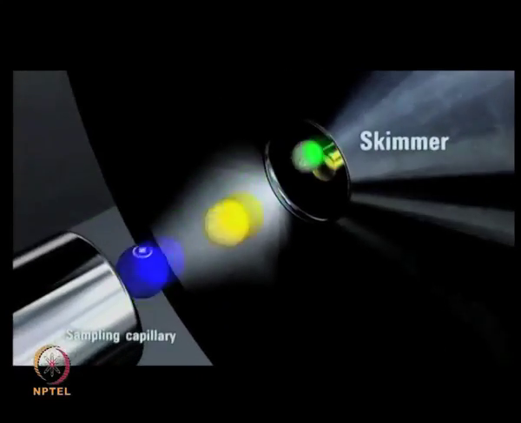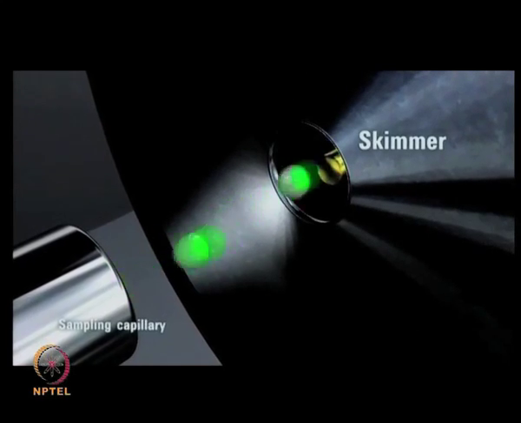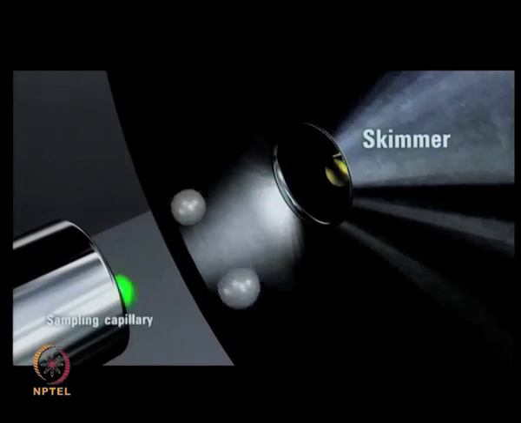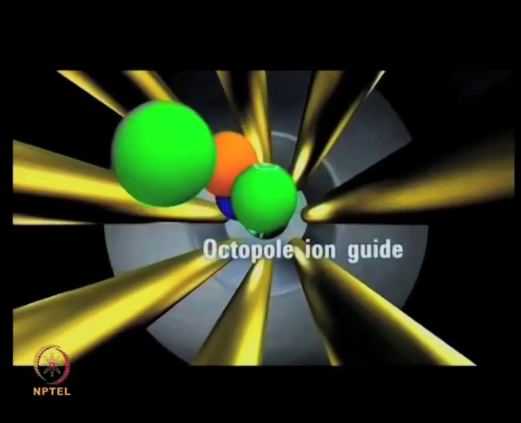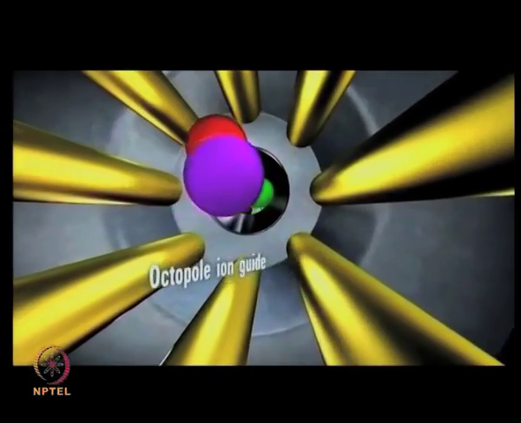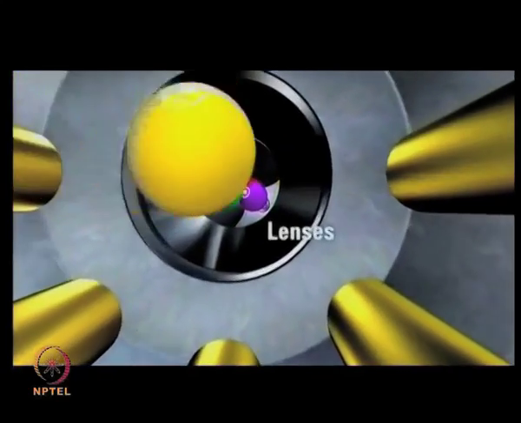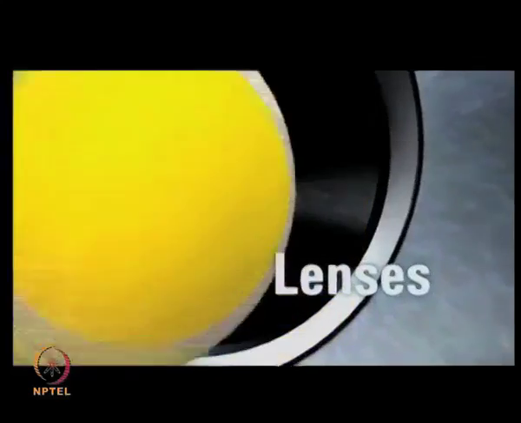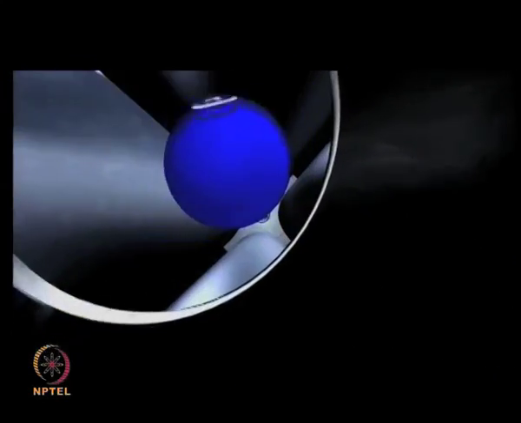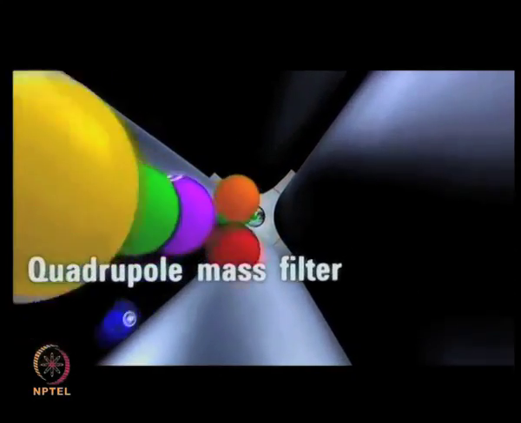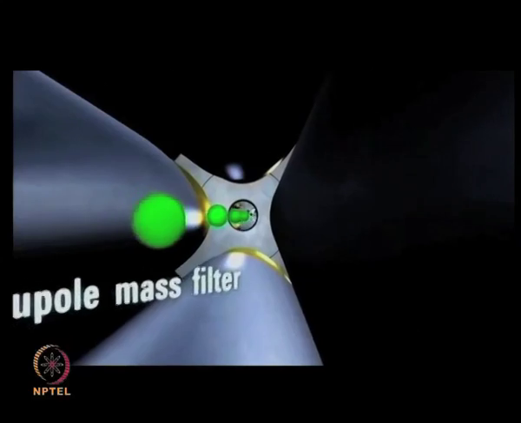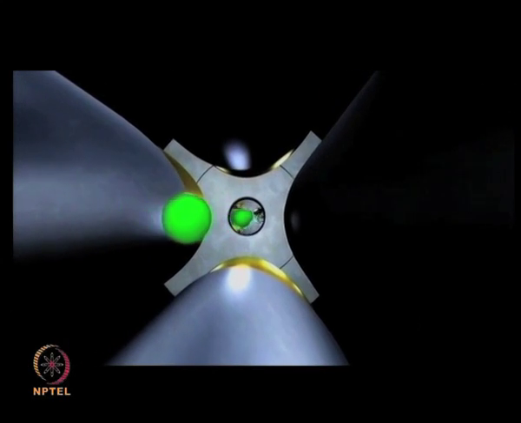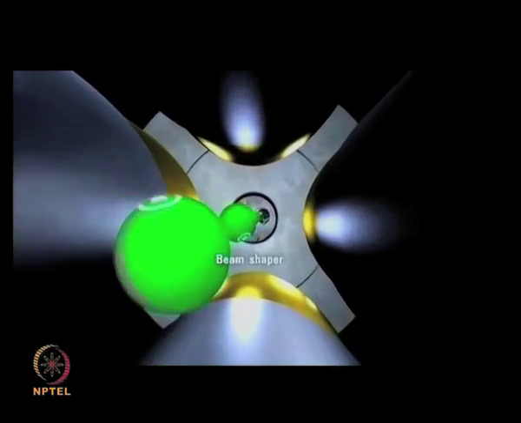A thin skimmer aperture, carefully matched hole size, and short capillary to skimmer distance reduce beam broadening. An octopole ion guide provides better ion transmission over a wider mass range. Patented lenses enhance high-mass ion transmission and increase sensitivity over a wider mass range. The first quadruple mass filter allows only ions of the target mass to pass through. The hyperbolic shape of the rods enhances ion transmission and spectral resolution.